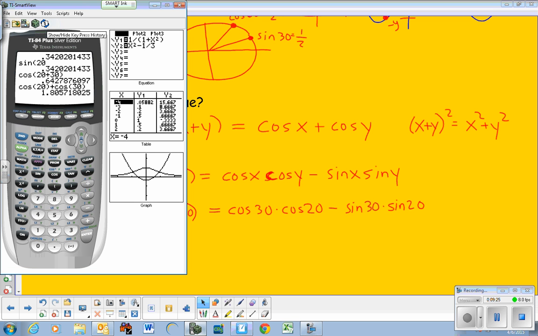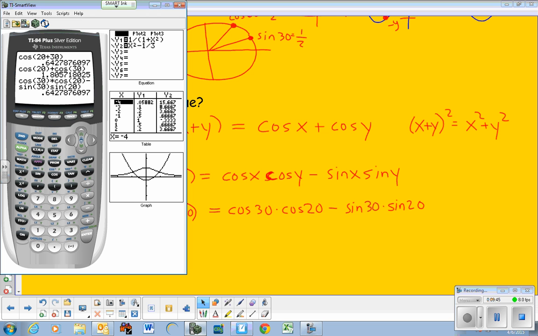All right, so the cosine of 30 times cosine 20 minus sine 30 sine 20. And there is that 0.6427, which you can see up on the screen.